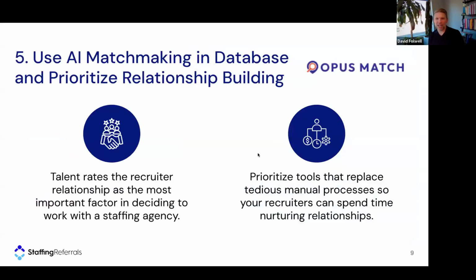And next up, we've got AI matchmaking. One of the areas that we've seen the top performing staffing firms really focus on is making sure that they've cleaned up their database and that they are helping their recruiters prioritize who to reach out to. One of the tools, another company that we partner with, is called Opus Match. And what they'll do is actually rank your talent based off of the job so that your recruiters can spend time building relationships instead of digging through your database, figuring out who to reach out to.